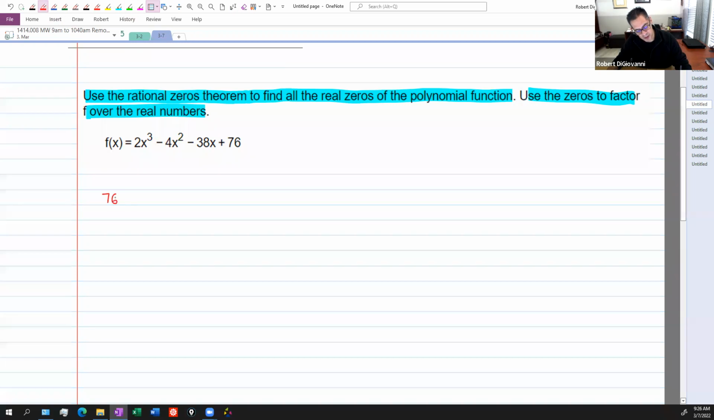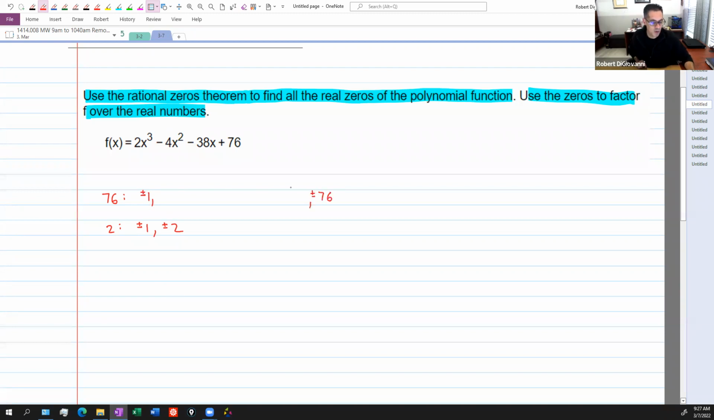I'm going to do 76 here and 2 here. Ooh, 76. Let me do the 2. The 2 is an easy one. Plus or minus 1, plus or minus 2. There's nothing else there. The 76 is going to suck. We have 1 and 76. I'm going to give myself some room here.